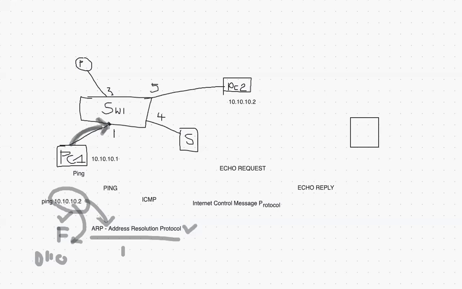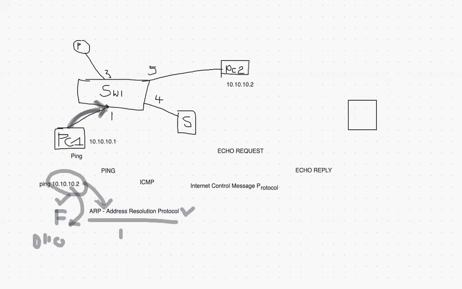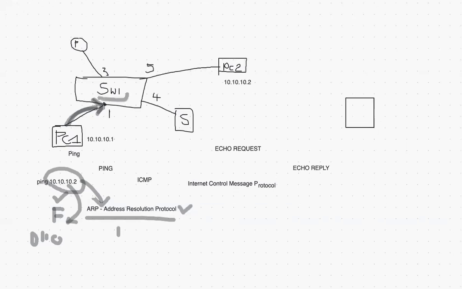Switch 1 will look into the source header. What is the source header again? Switch 1 will look at where the packet came from. It will identify that port as port 1. Okay, so I got a ping request. I got a frame from PC1 on port 1. So let me open my MAC address table.